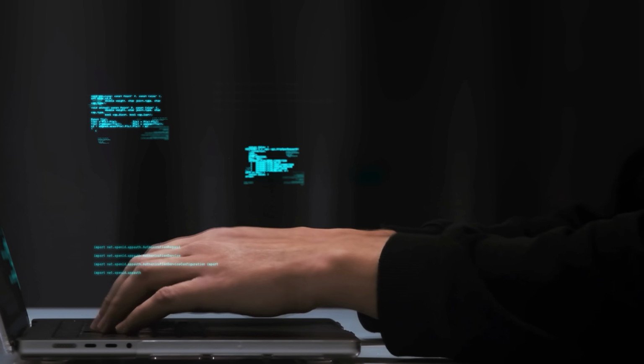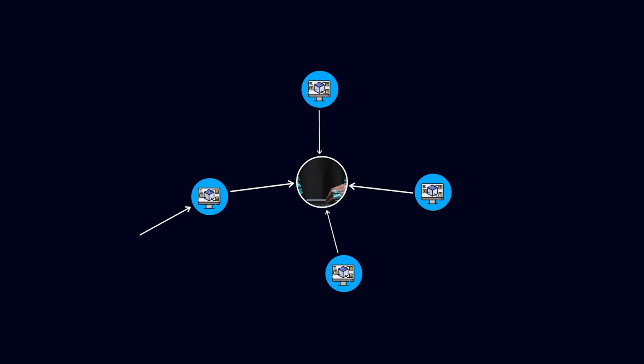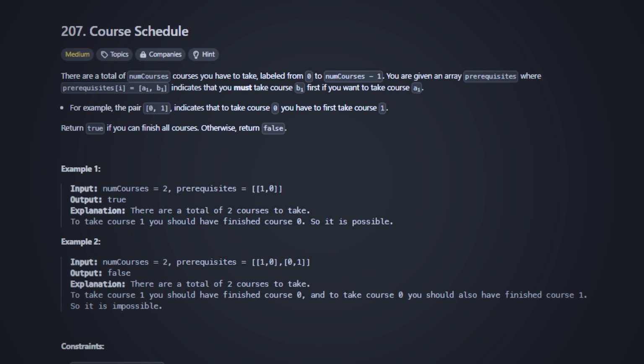Let me explain what I mean by this. Imagine that you're building a complex program. Some parts of the code might rely on some other modules being written and tested. And these modules can in turn depend on some other modules. Topological sort can help you figure out the order in which you should write your modules. By analyzing the dependencies between different modules, it creates a sequence where each module is processed only after all its prerequisites have been completed. Try this course schedule problem on Leetcode, where instead of modules, we have courses as prerequisites for other courses.